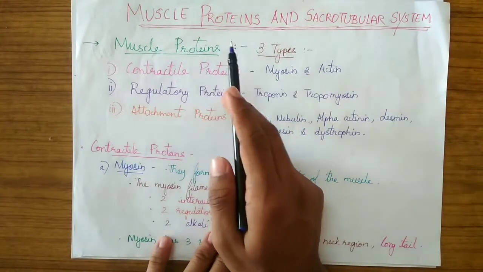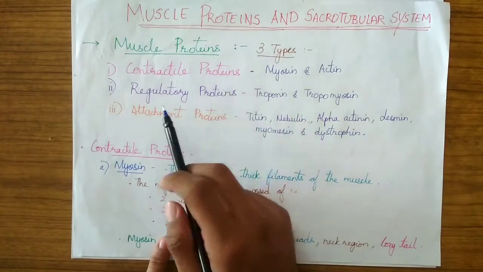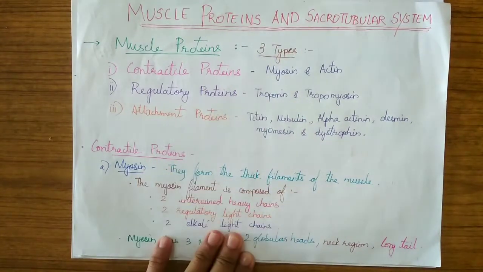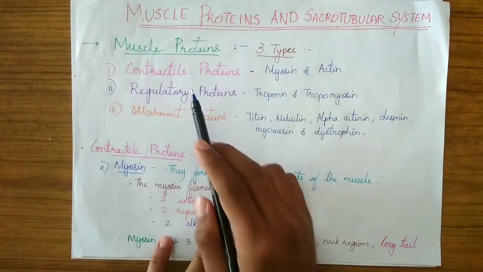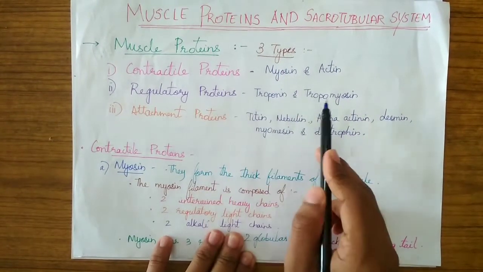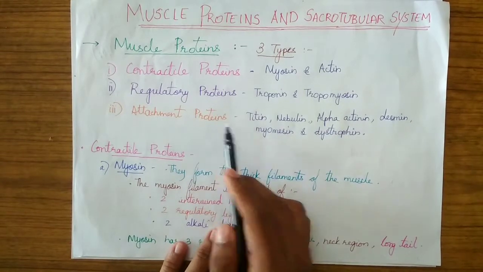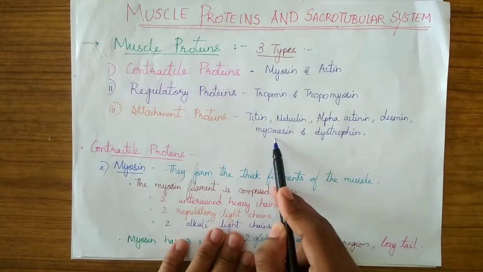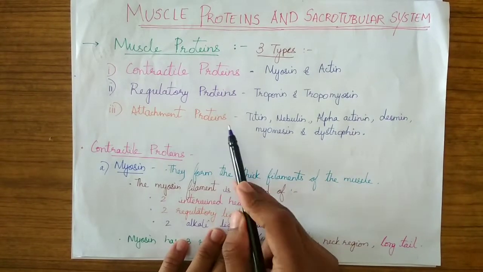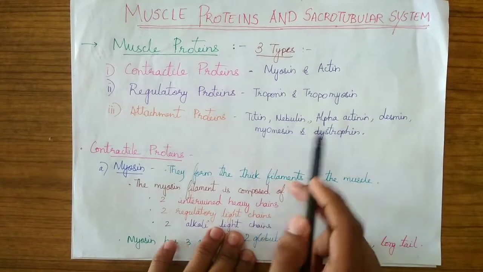Muscle proteins. They are of three types: contractile proteins, regulatory proteins and attachment proteins. Under the contractile proteins they are myosin and actin. Under the regulatory proteins they are troponin and tropomyosin, and the attachment proteins contain titin, nebulin, alpha-actinin, desmin, myomesin and dystrophin. Under this only titin and nebulin are important.